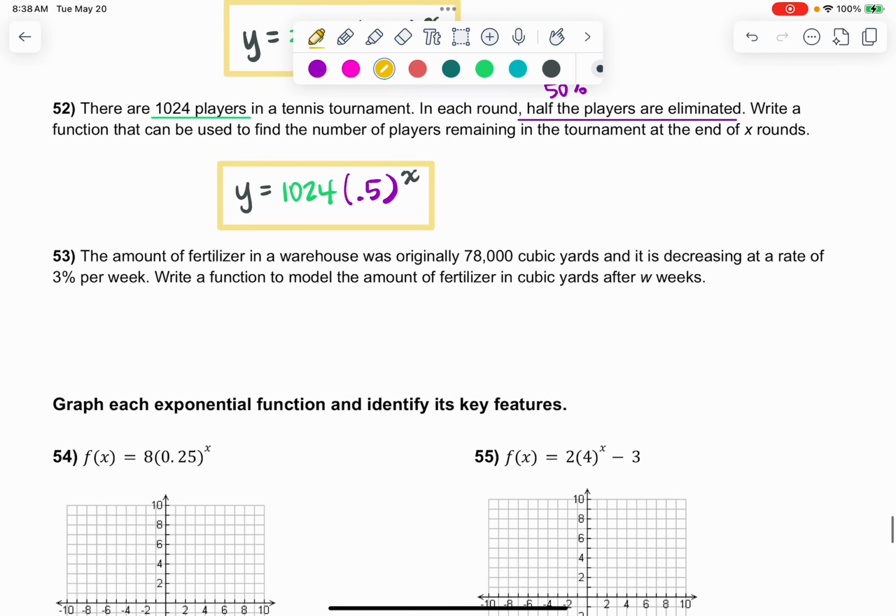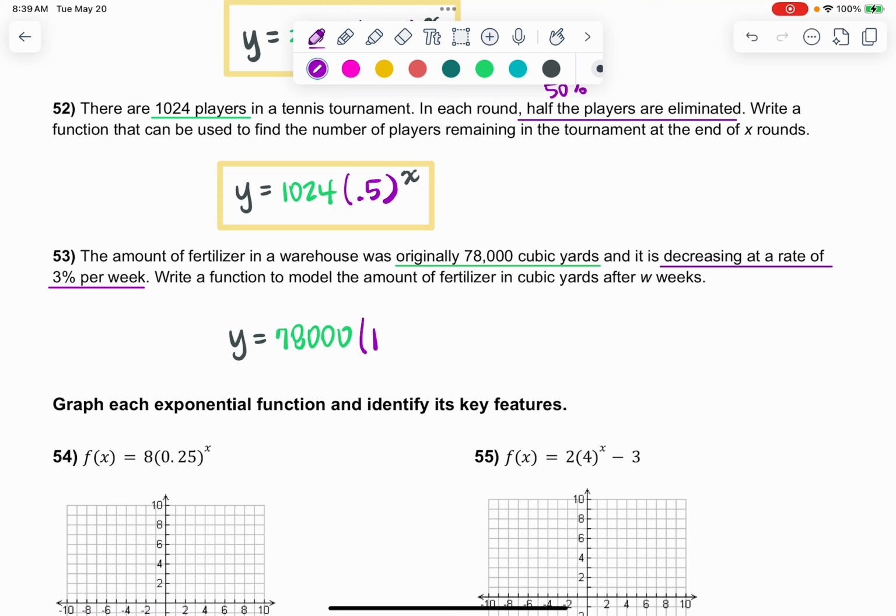All right, last one of these. The amount of fertilizer in a warehouse was originally 78,000 cubic yards. All right, that's our starting amount. It has a decreasing rate of 3% per week. Decreasing, right? So this is a decay. Write the function. All right, so y equals, we started with 78,000 cubic yards of fertilizer, and we are reducing it by 3%. So now you've got to think about that.